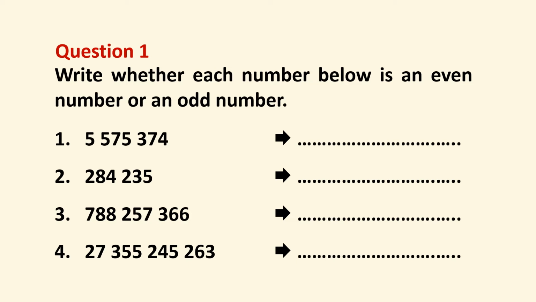5,575,374. So we have to have a look at the digit in the ones place. There the digit in the ones place is 4. Therefore, I can say 4 is an even number. So 5,575,374 also should be an even number.